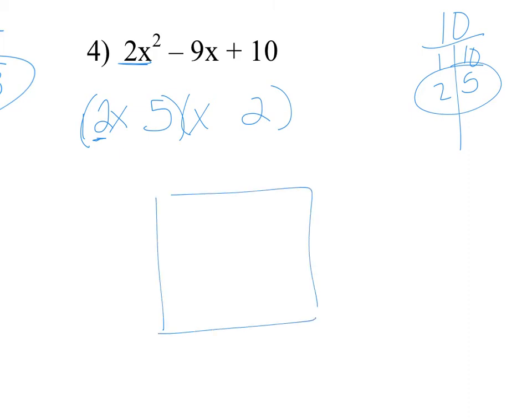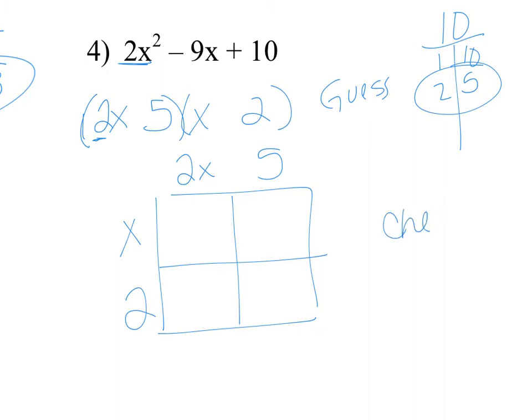So we have to check our signs and all that good stuff. So we put a 2x and a 5, x and a 2. So remember, this is our guess, and this is our check. So this is 2x squared, 5x, 4x, excuse me, and 10. So 2x squared and 10 match. They're both positive. That's great. But when I add 5x and 4x, I get a positive 9, not negative 9.